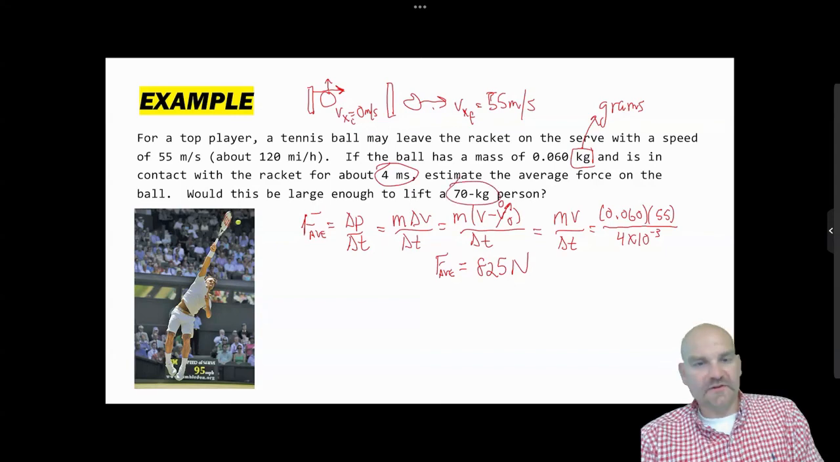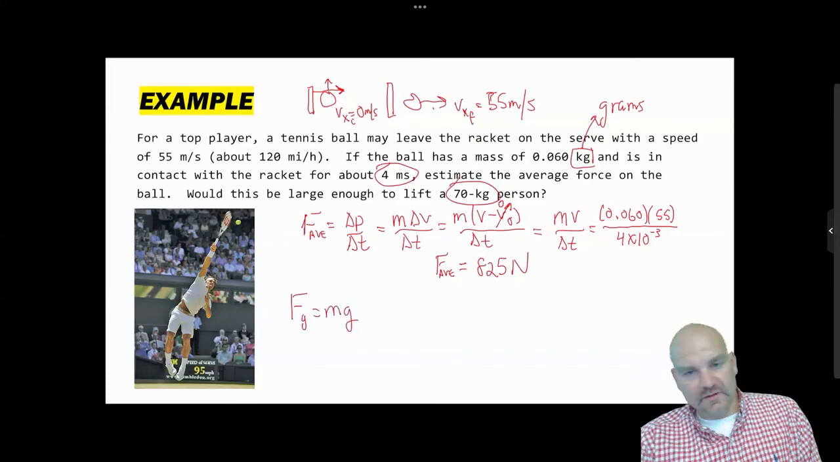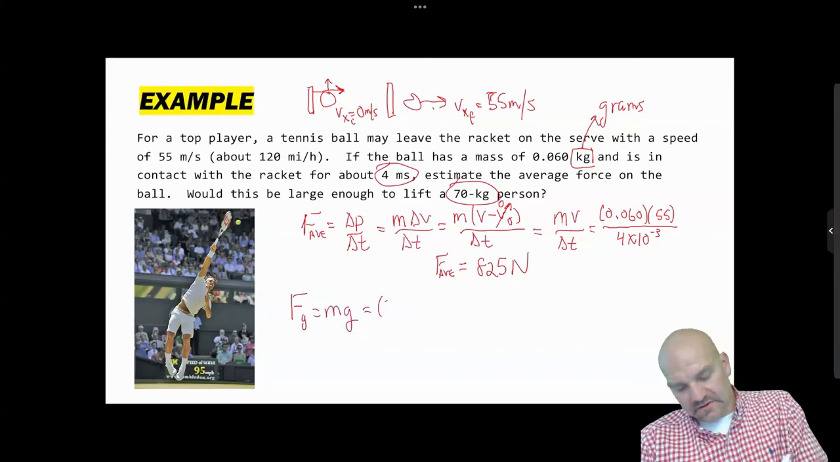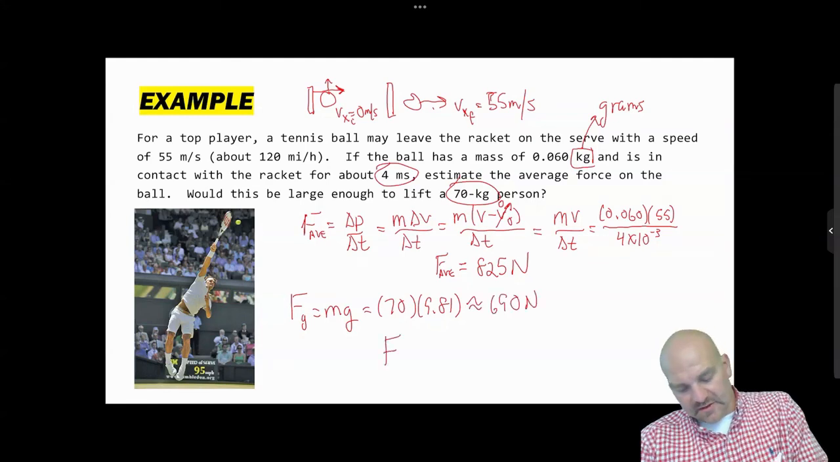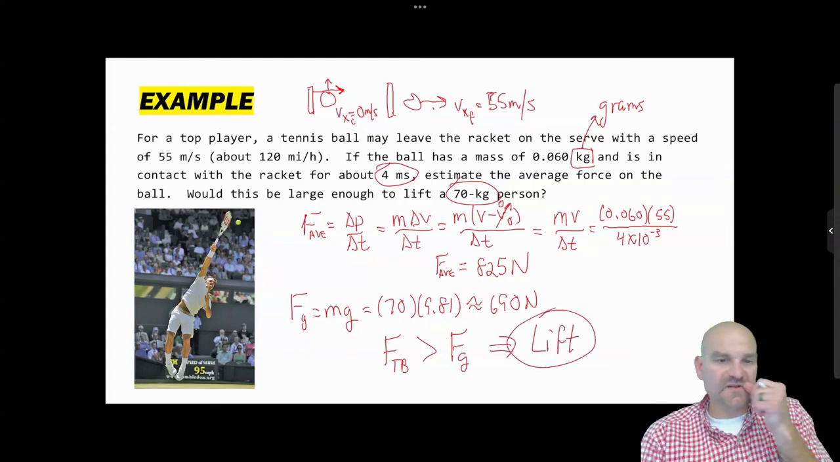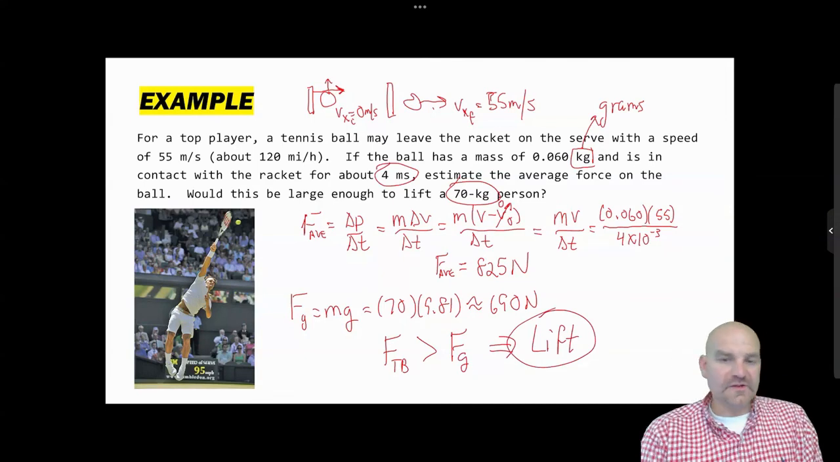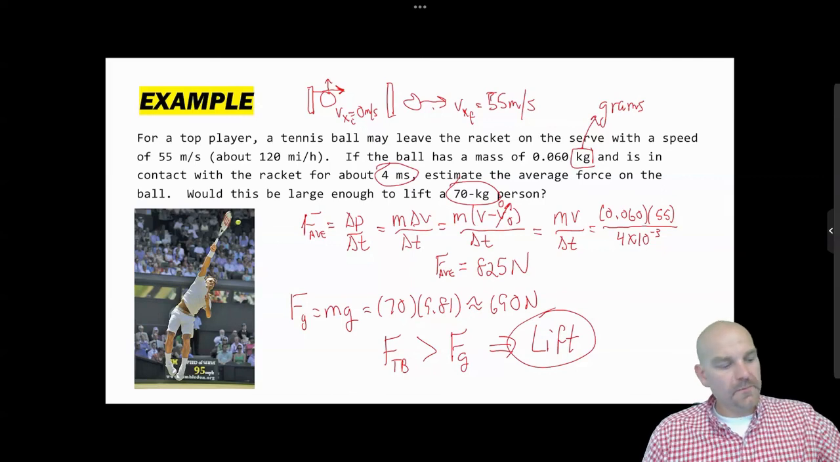Would that force allow us to lift the 70 kilogram person? Remember, when we talk about lifting, we have to lift at minimum the weight of the person. So it's going to be 70 times 9.81, or 9.8, which tells us they have a weight of approximately 690 newtons. That tells me the force given to the tennis ball is greater than the weight of the person, which means I can lift them up. So the same force that you give to a tennis ball would allow you to lift a 70 kilogram person, which is roughly 150 pounds.